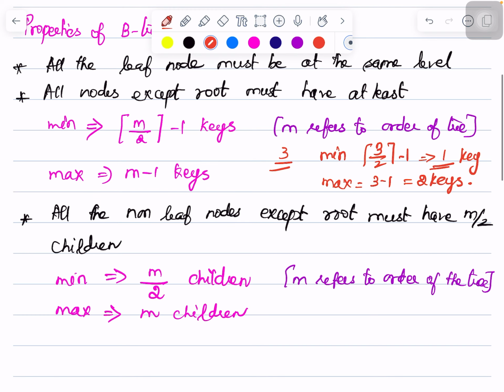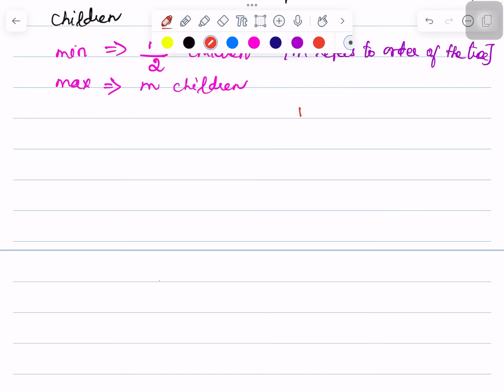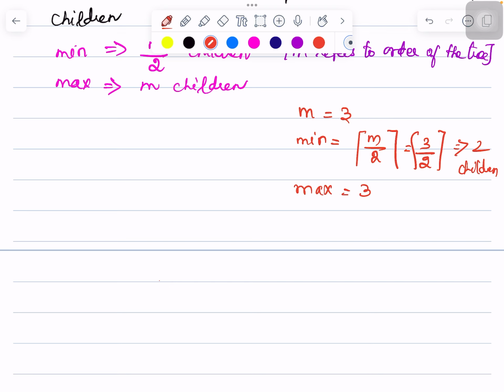And now the number of children that a non-leaf node can have, except the root node, is minimum m by 2 children for a B tree of order m, and maximum it can have m children, where m defines the order of the tree. If the order of the tree is 3, then it can have a minimum of m by 2 children, so it is 3 by 2, 1.5, approximately equal to 2. So it can have a minimum of 2 children and a maximum of 3 children.